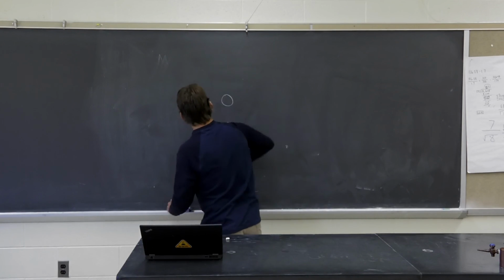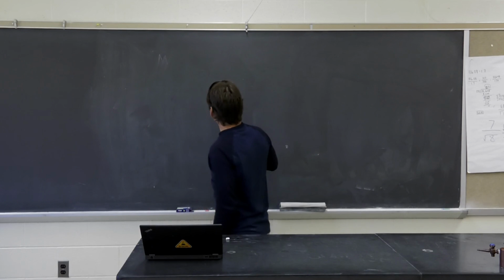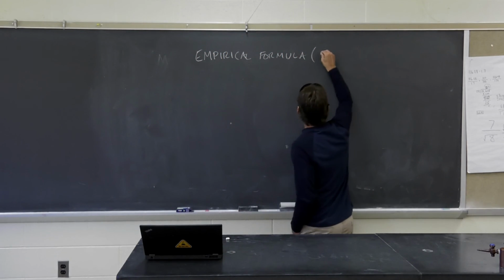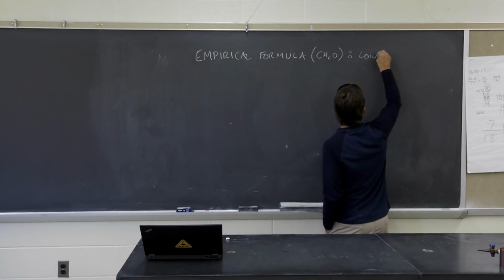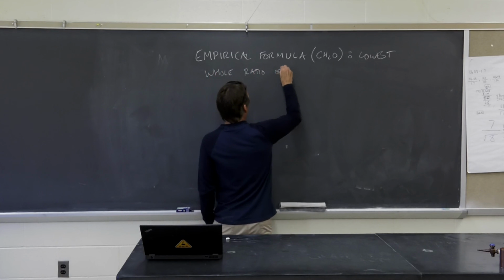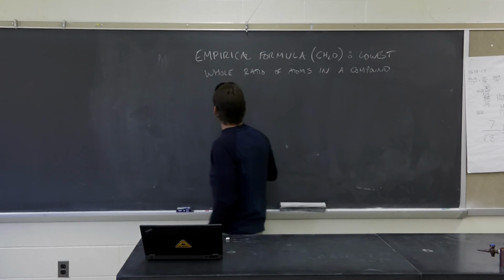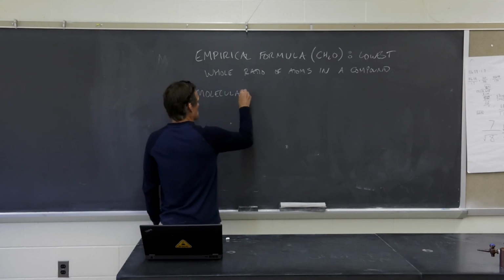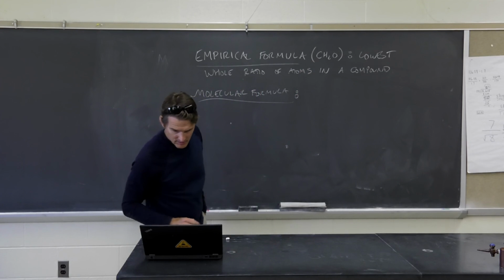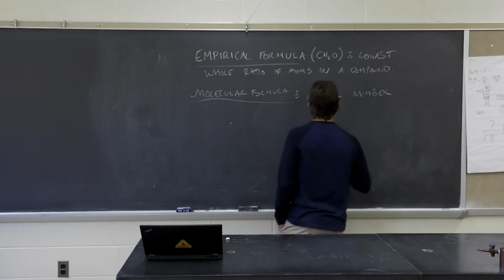There are some definitions I'd like to give you, and I believe this is on slide number 22, empirical formula versus molecular formula. The empirical formula, which for glucose is CH2O, happens to be the lowest whole number ratio of atoms in a compound. Whereas the molecular formula, this is a representation of the actual number of each atom in a molecule.